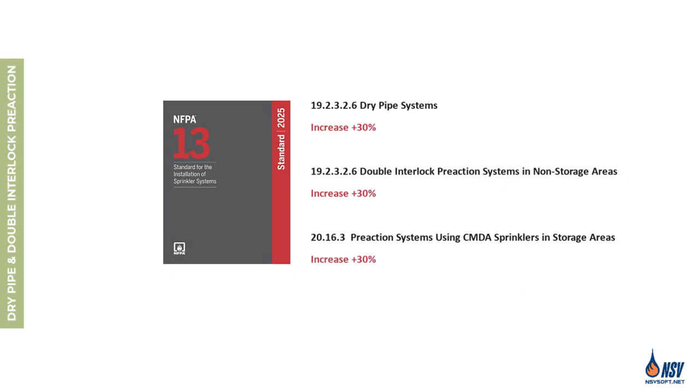Furthermore, all types of preaction systems used in storage occupancies, whether non, single, or double interlock, must also apply the 30% design area increase. This ensures adequate fire control in environments where rapid fire growth and delayed water discharge pose greater risks.